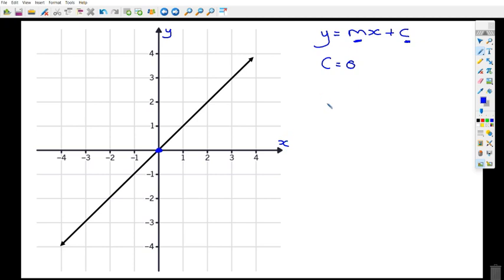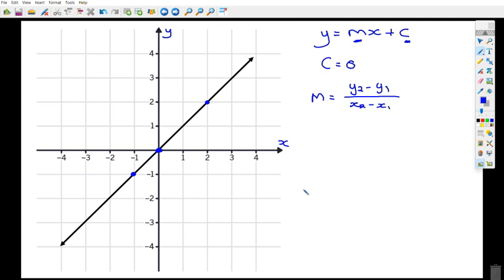And how am I going to find my m value? Either they will give you 2 points, let's say they give you those 2 points, and you'll have to use the gradient formula. So does anybody remember the gradient formula for me? y2 minus y1 over x2 minus x1.